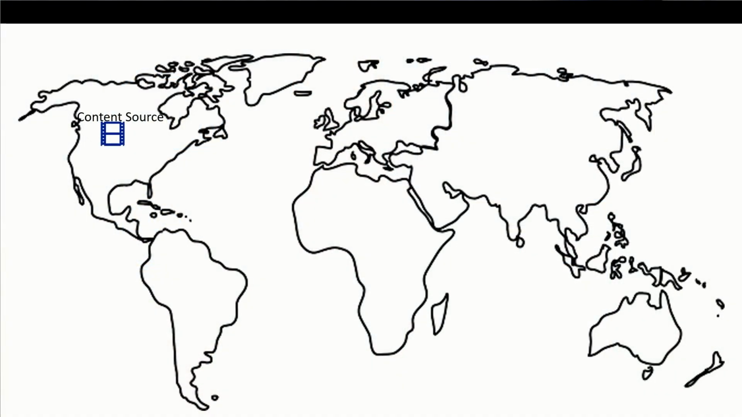Say you have a website in North America. Users in South America and Africa request that content. The CDN will pull down and cache the content closer to the users. When the next user requests the same content, that content comes from the cached local copy.